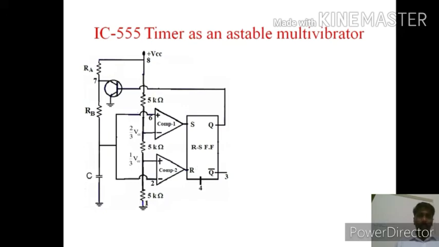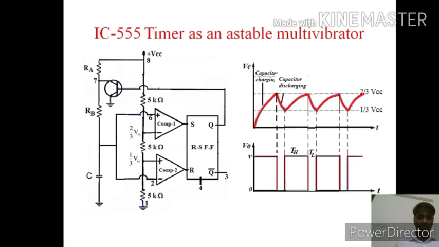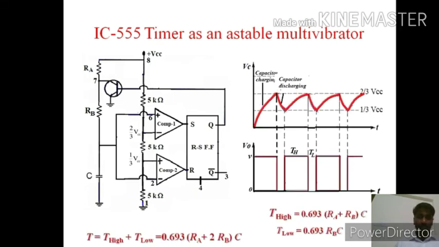Let us now try to understand how the 555 timer astable circuit can be used to give a square wave with 50% duty cycle. Now this is the astable working. I would like to suggest the viewer to please go through my previous video, that is video 1, to understand the working of IC 555 timer as an astable multivibrator. IC 555 timer as an astable multivibrator gives this formula.